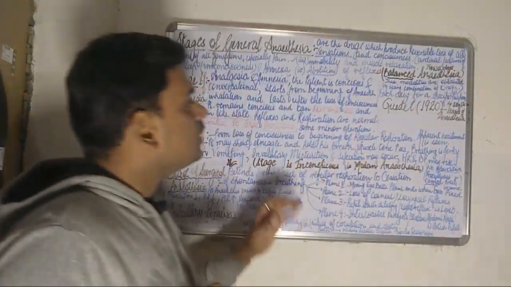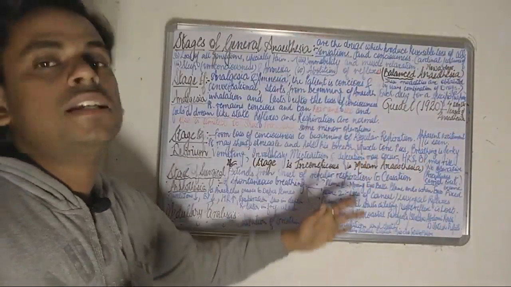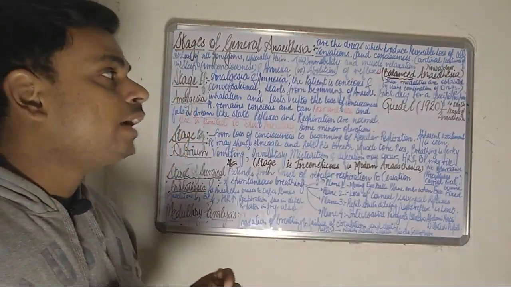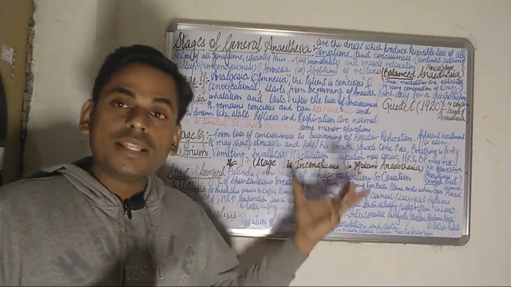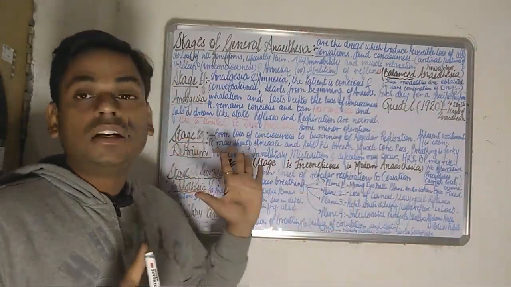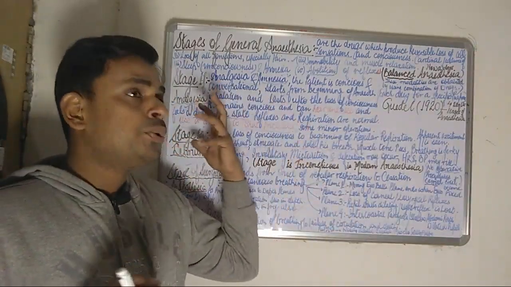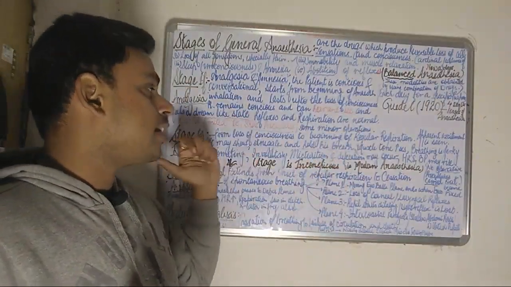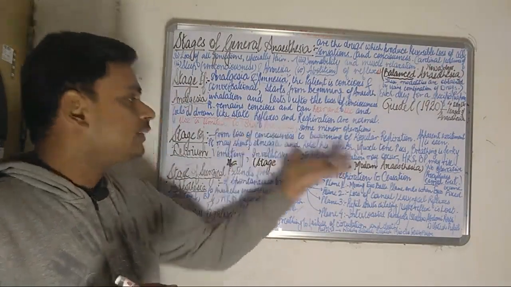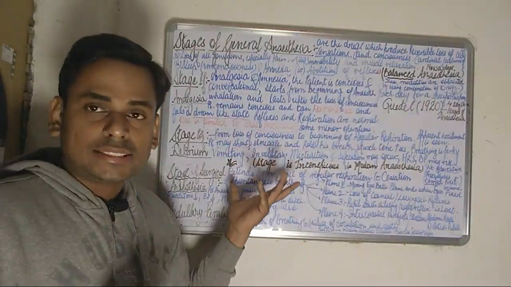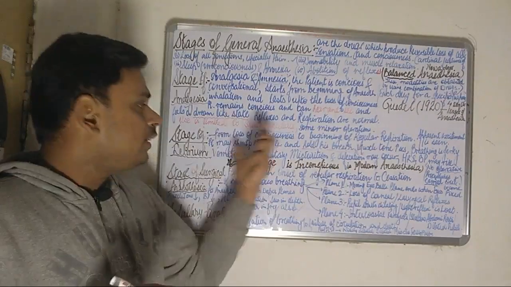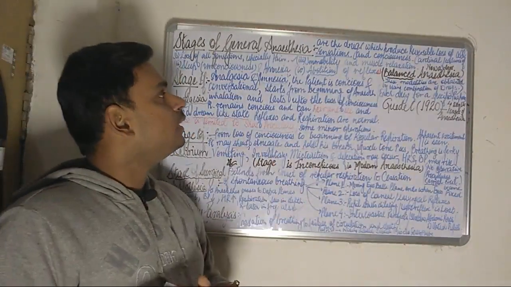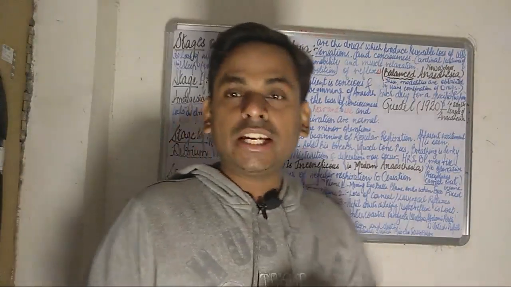So students, these were the 4 stages described by Guedel in 1920, and these are the 4 sequential stages of general anesthesia. Nowadays, due to advancements in newer technologies, the second stage, that is the stage of delirium, is not seen in modern anesthesia practice. So this was a short discussion about general anesthesia.